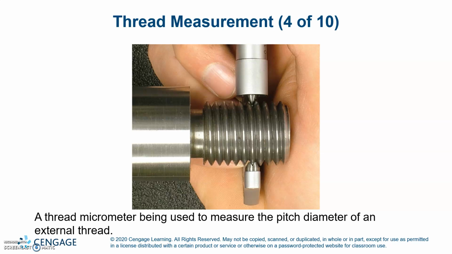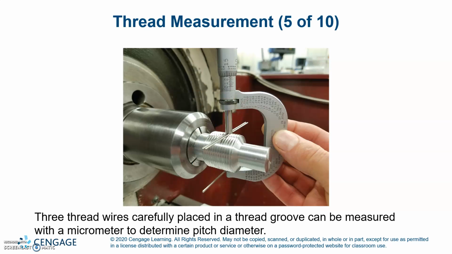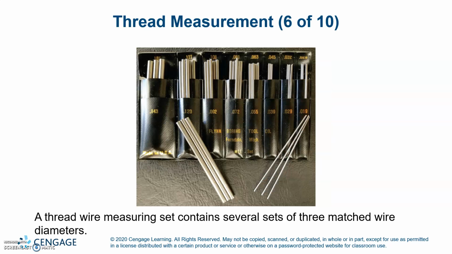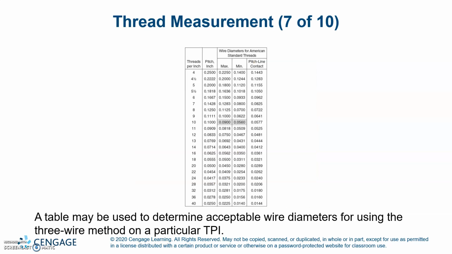A thread micrometer being used to measure the pitch diameter of an internal thread. 3 thread wires carefully placed in the thread groove can be measured with a micrometer to determine pitch diameter. A thread wire measuring set contains several sets of 3 matching wires, diameters. A table may be used to determine acceptable wire diameters for using the 3-wire method on a particular thread per inch.